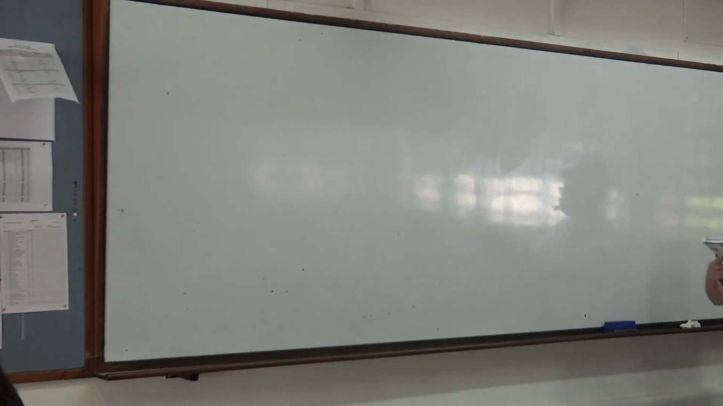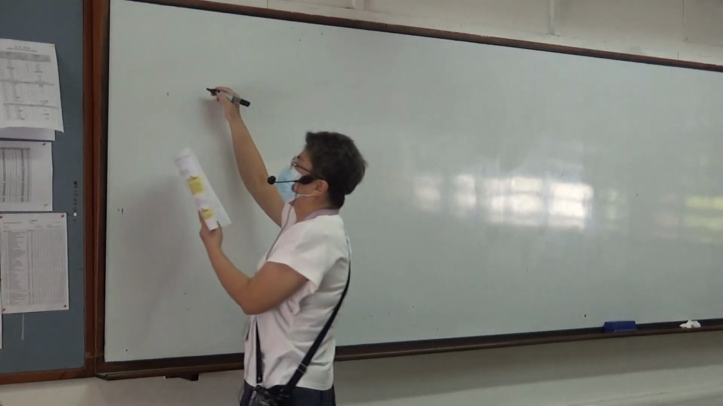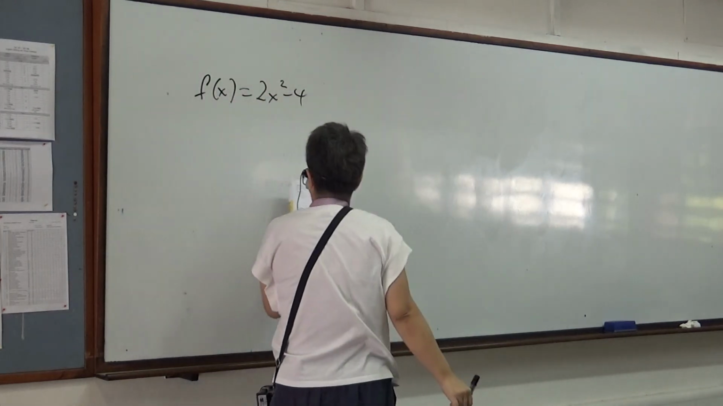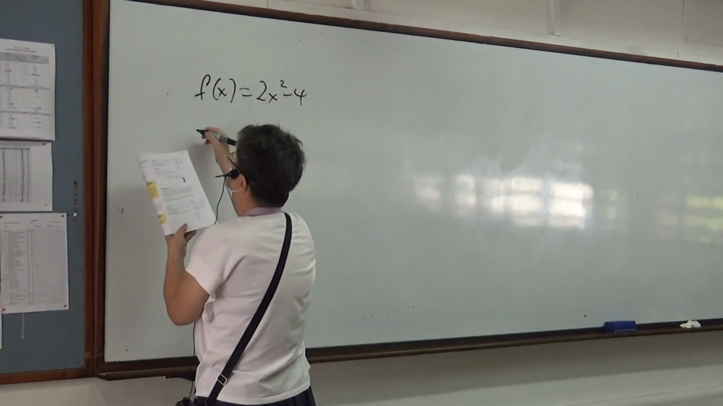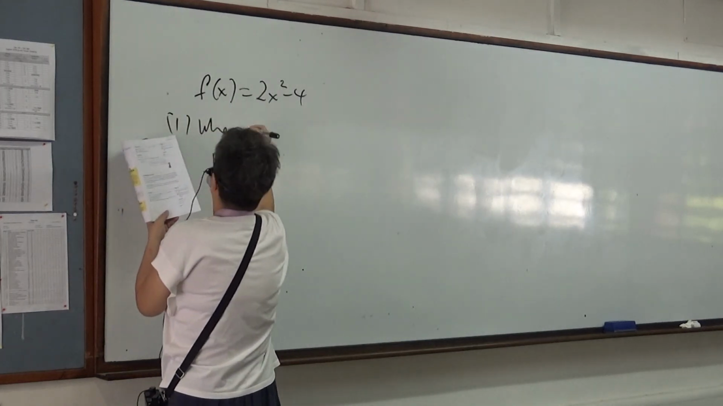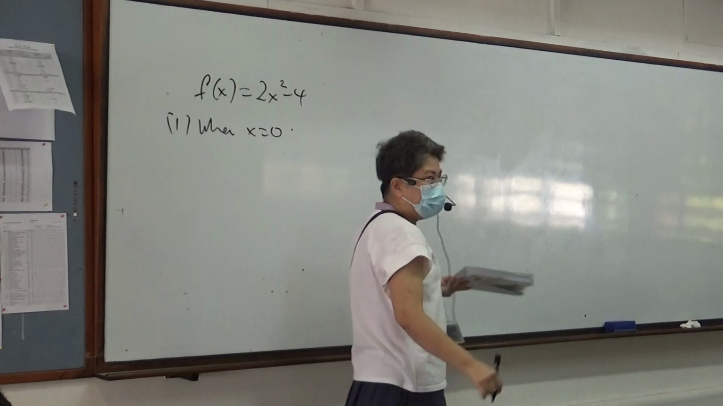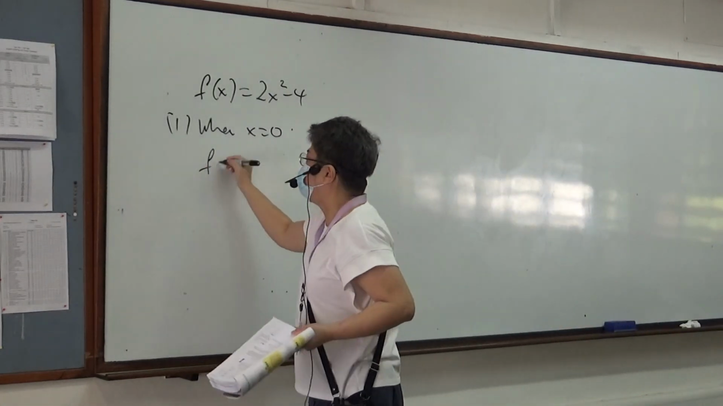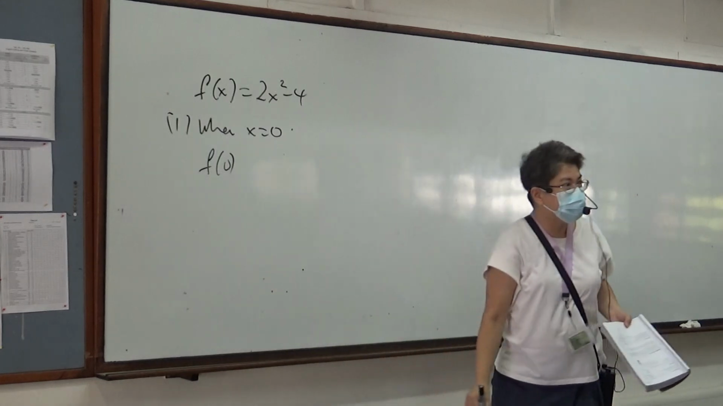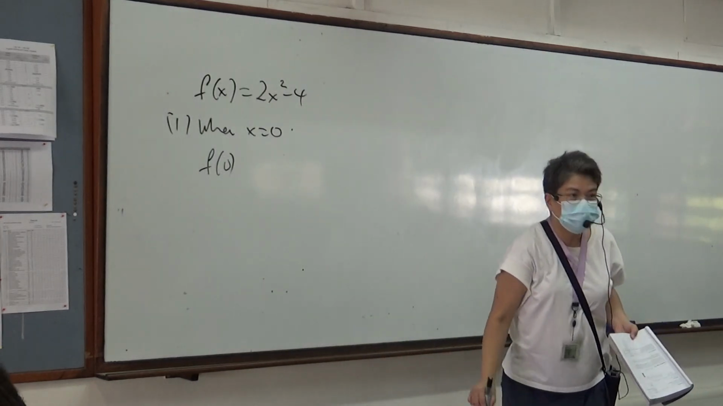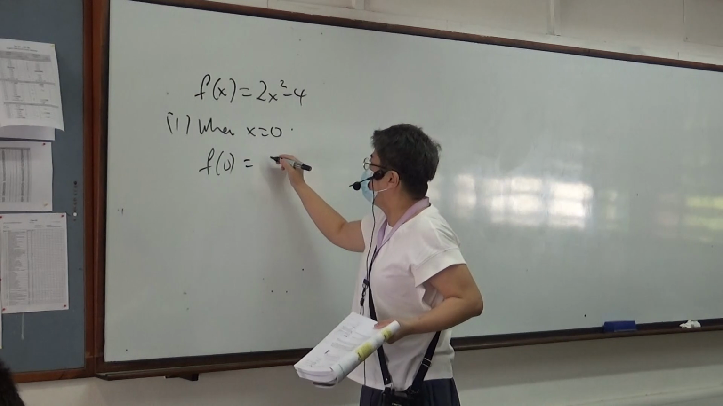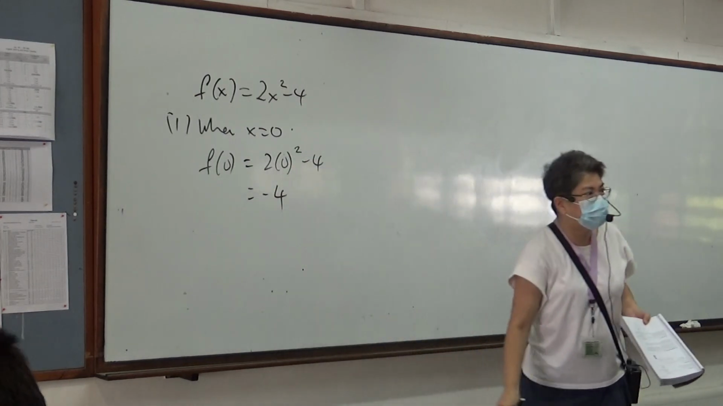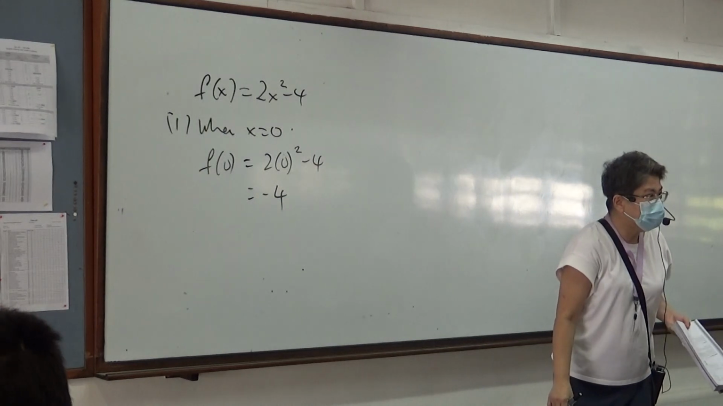Okay, now let's look at example 1. Given that f(x) equals 2x squared minus 4, find its value when x is 0. Now, how to present it? When x is 0 means f(0), right? Correct. That means I will have 2 times 0 squared minus 4. The answer is negative 4, right? Can you see what I'm talking about here?